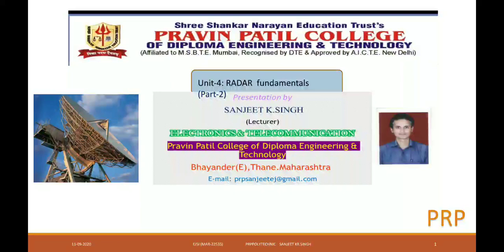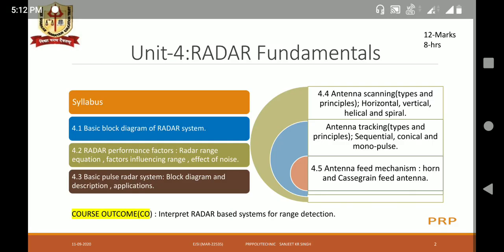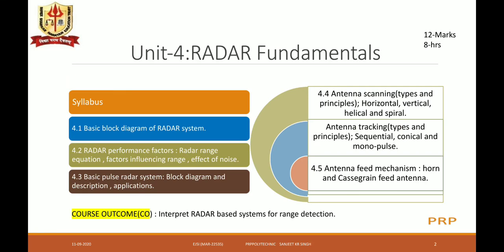This is the fourth chapter, Radar Fundamentals Part 2. In this presentation, we will see the syllabus 4.3 Basic Pulse Radar System, Block Diagram and Description, Applications, and we will also see the 4.4 Antenna Scanning Types and Principles, the 4 types: horizontal, vertical, helical and spiral. Course outcome is to interpret radar based systems for range detection.